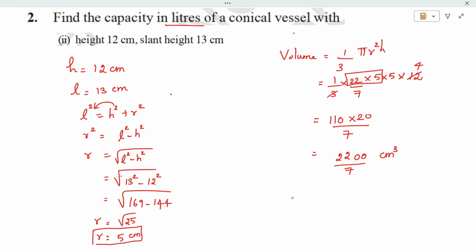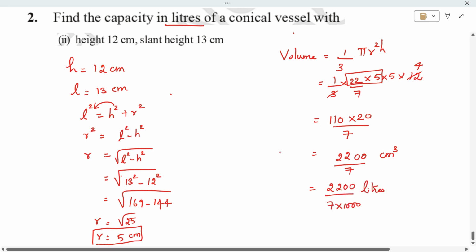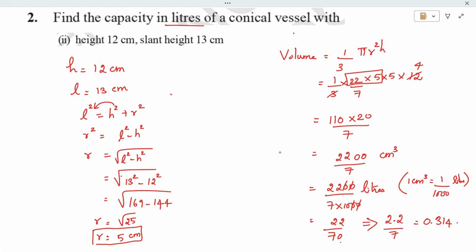So in order to convert centimeter cube to liters, I have to divide by 1000, isn't it? So I am dividing by 1000 to convert centimeter cube to liters. So I know 1 centimeter cube is equal to 1 by 1000 liters, isn't it? Okay. Now cancel two zeros, so it will become 22 by 70. If there is one zero in the denominator, I can place one decimal digit, right? So it is 2.2 divided by 7, which is going to be 0.314 liters.